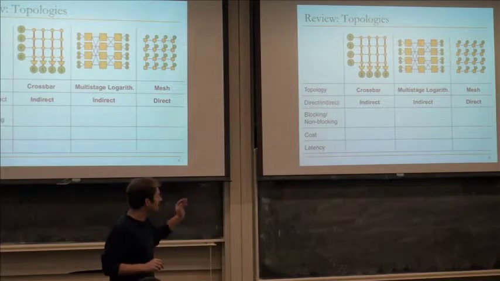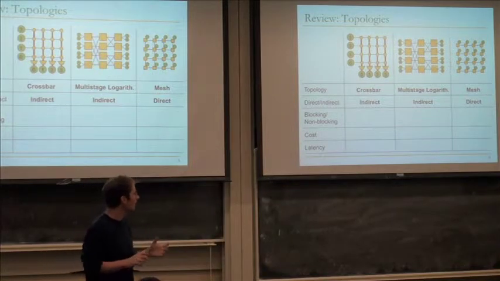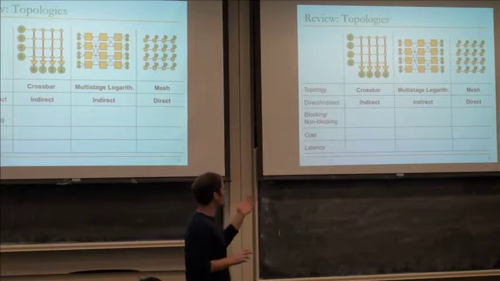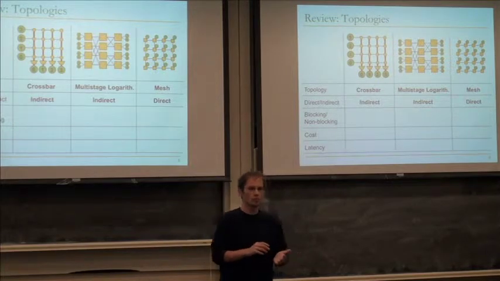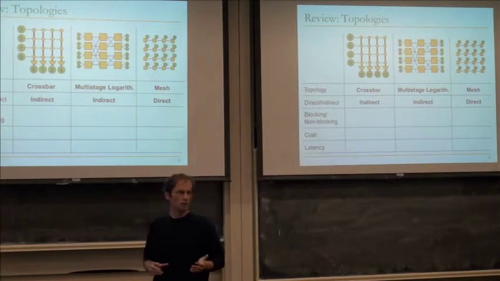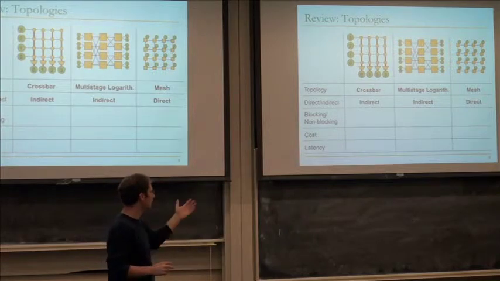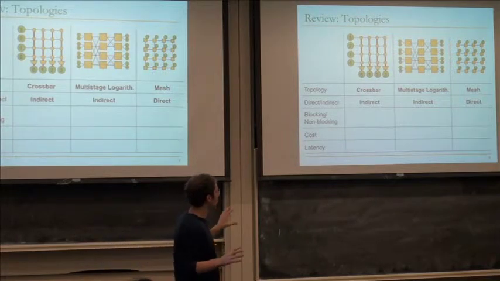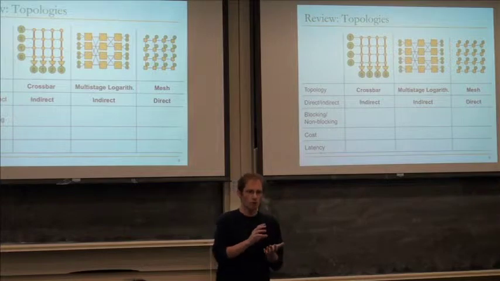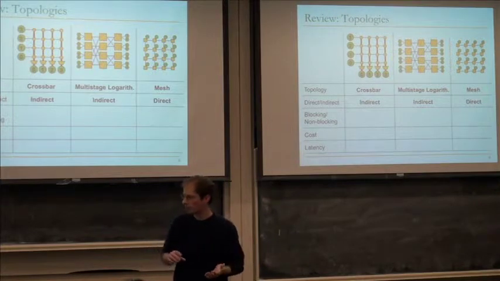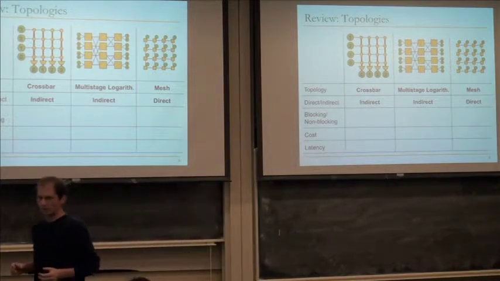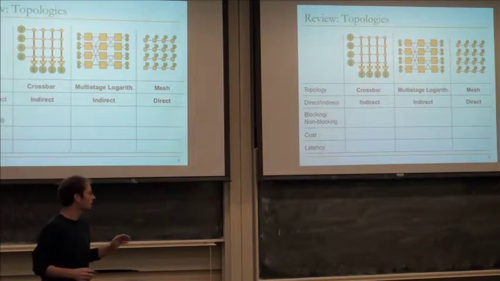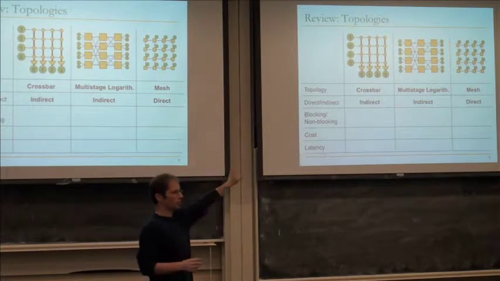In contrast, a direct network like a mesh actually has a piece of the network, so one of the routers, associated with every node in the network. And in order for a packet or a flit to move from one node to another, it actually traverses other nodes or other elements in the network. Right? So in a direct network, basically, an endpoint is the same as any switching element or node in the network.